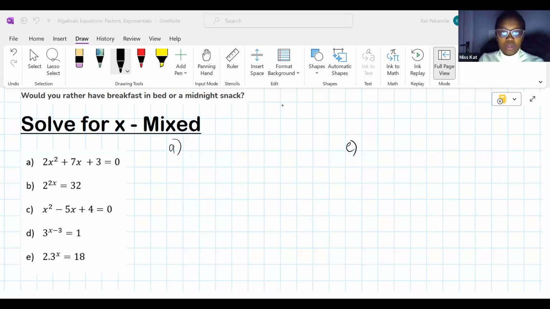A is a trinomial. That means we need 2 brackets. What are my 2 brackets? Equals 0. What are my 2 brackets? Remember, wherever you place your factors, they have to add up to 7. So that's a little bit tricky. Okay, let's hear. Do we remember how to do this?